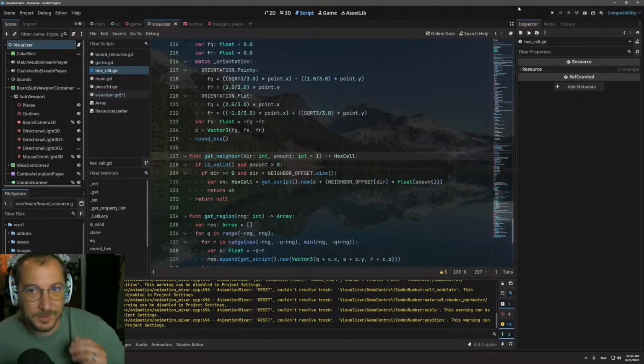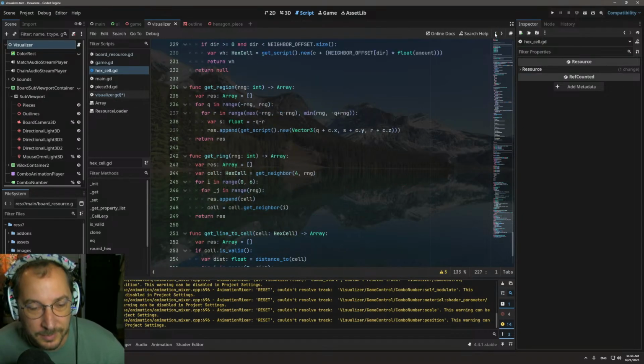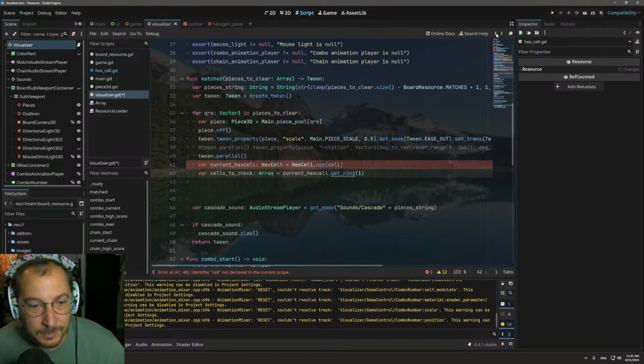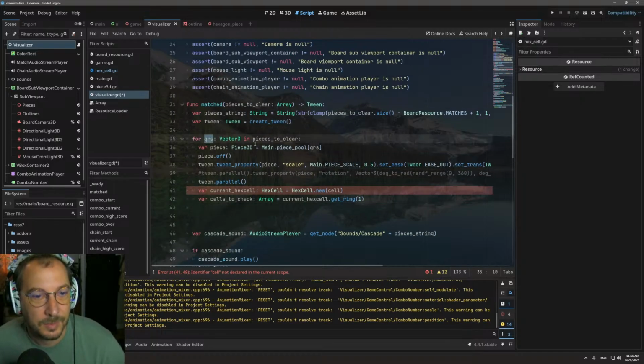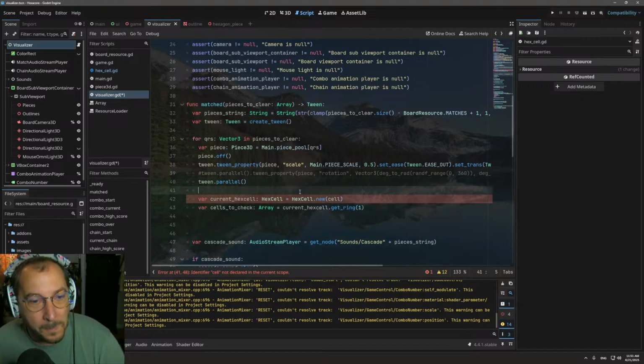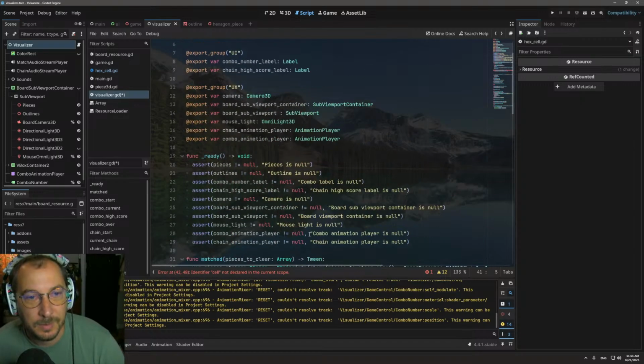See, this is too much. We don't need to do all this. Pieces to clear, so it's a vec3, it's a QRS. So we don't need to use the hexel code. We have everything we need.